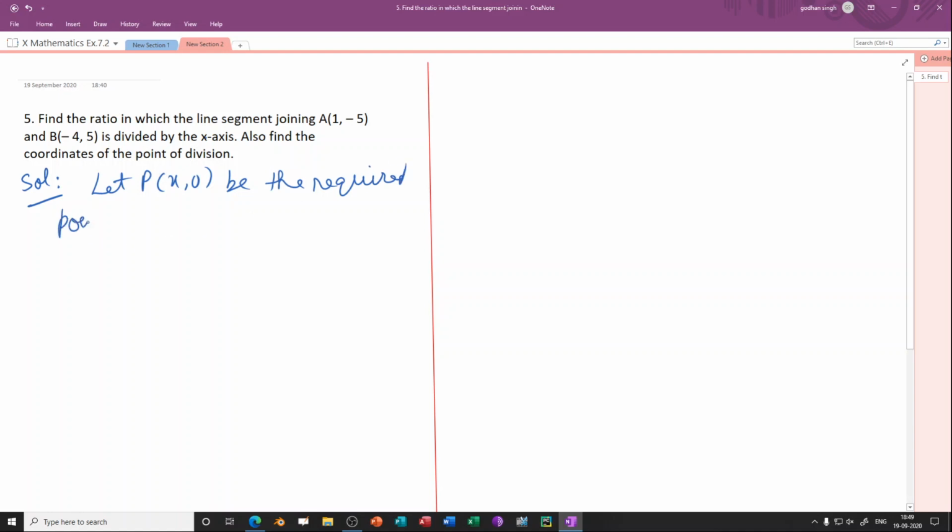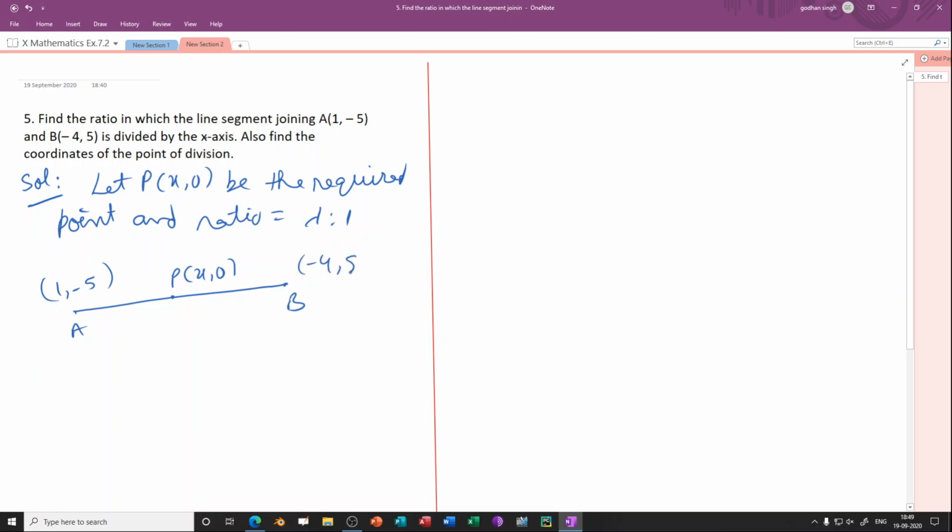and also the ratio is not given to us. So let us take it as lambda ratio 1. So let P x, 0 be the required point and the ratio equal to lambda ratio 1. So we will draw a rough figure for this. This is point A, this is point B, this is point P with coordinates x and 0. Coordinates of A are 1, minus 5. Coordinates of point B are minus 4, 5.